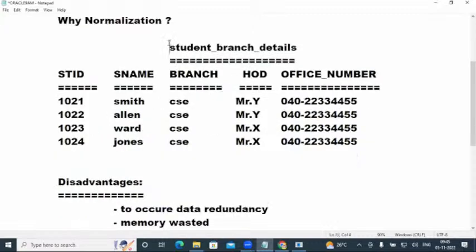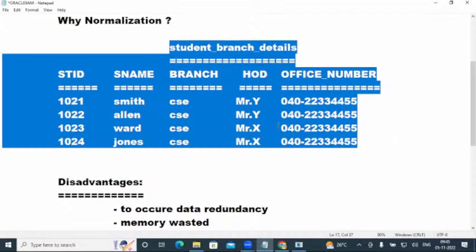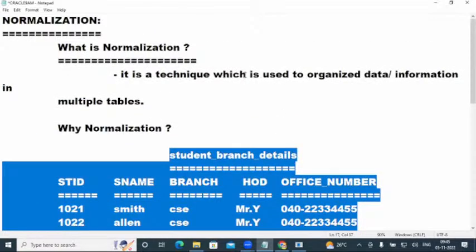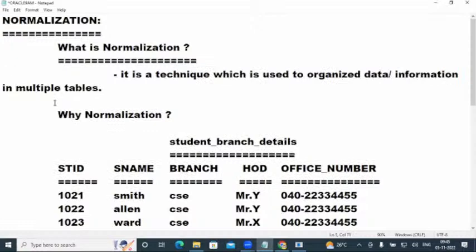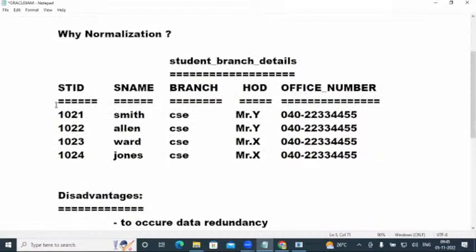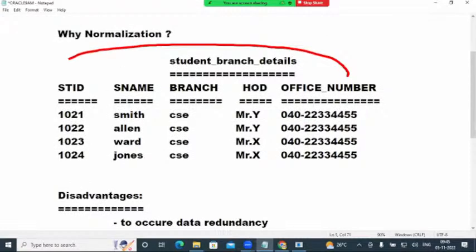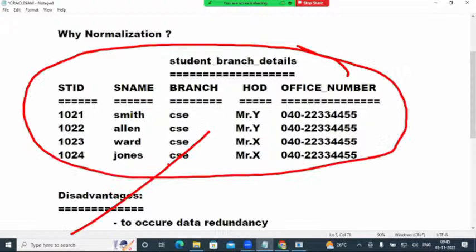So in this kind of situation, people will apply a technique. The technique is called what? Normalization. Normalization means, as I said, it is a technique which is used to organize data or information in multiple tables. So that means the single table data, whatever it was, I want to split, decompose, or divide into how many tables?